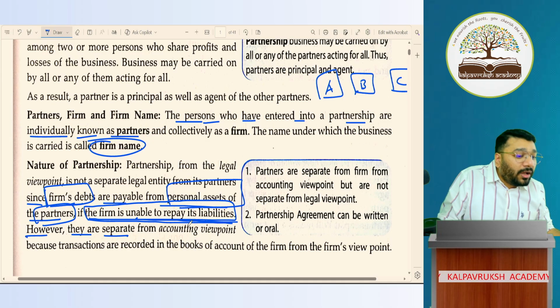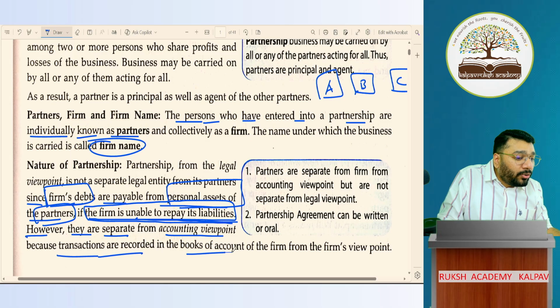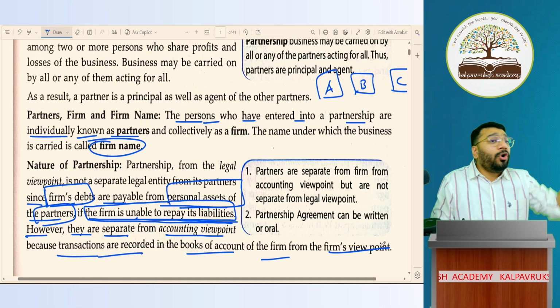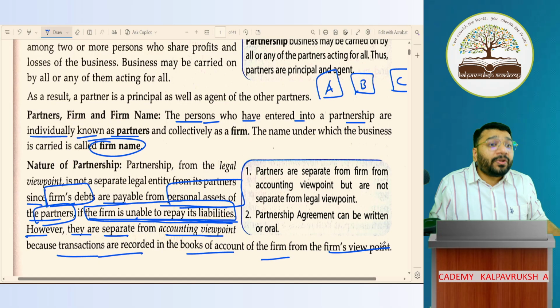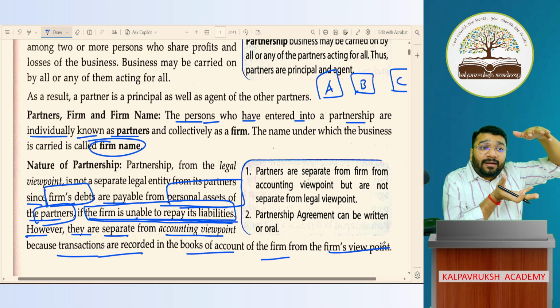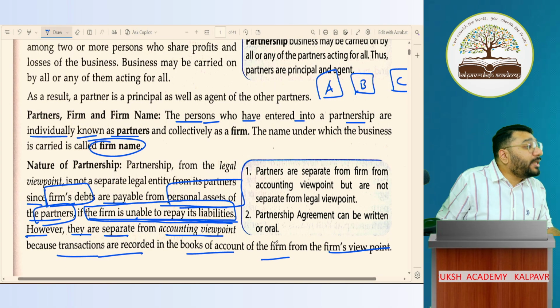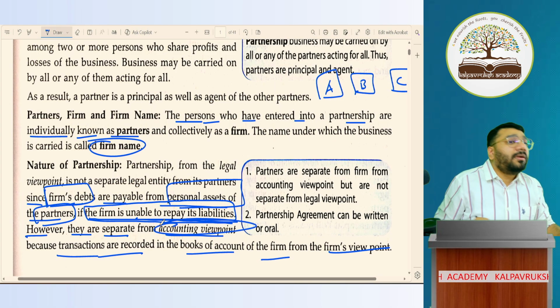From whose point of view? Accounting viewpoint, both are separate, because a transaction recorded in the books of the firm is from the firm's point of view, not from the owner's point of view. So the owner's transactions are recorded in the owner's books of account, and the firm's transactions are recorded in the firm's books of accounts. Who says that? The business entity concept talks about the accounting viewpoint.